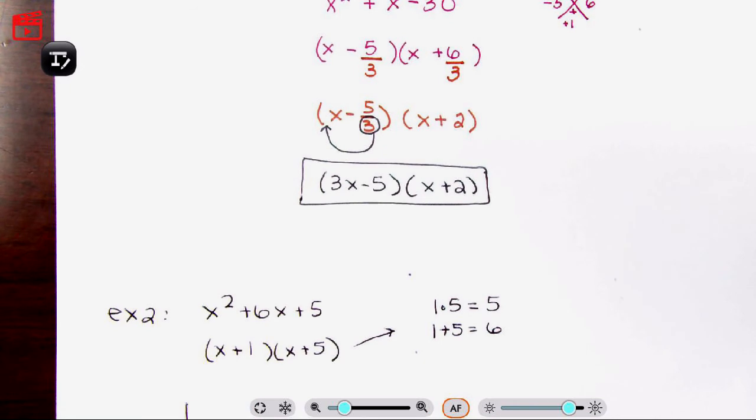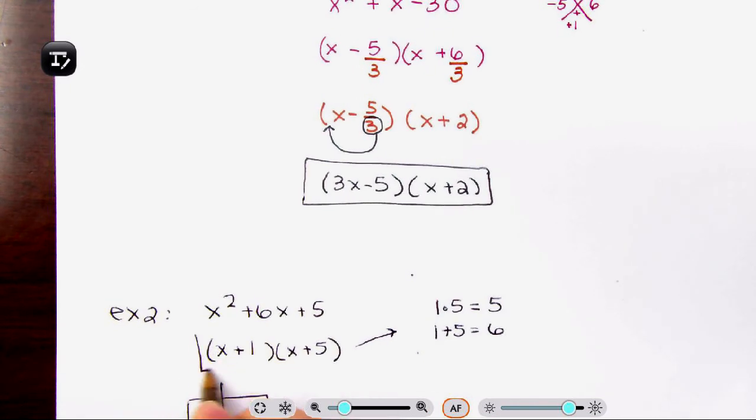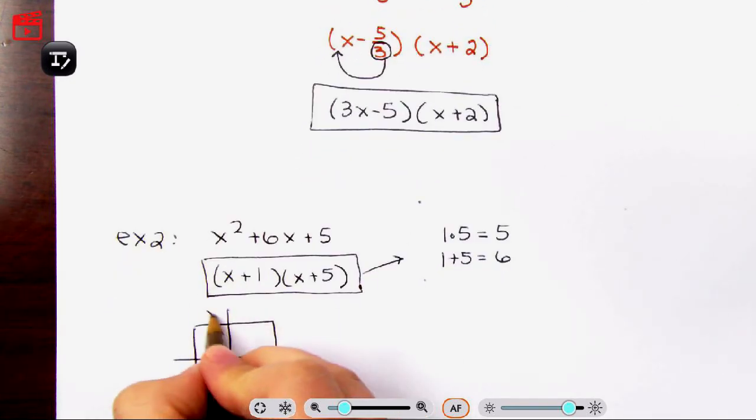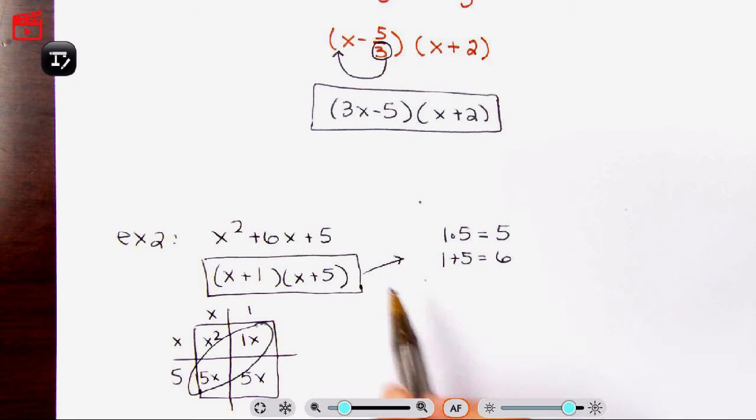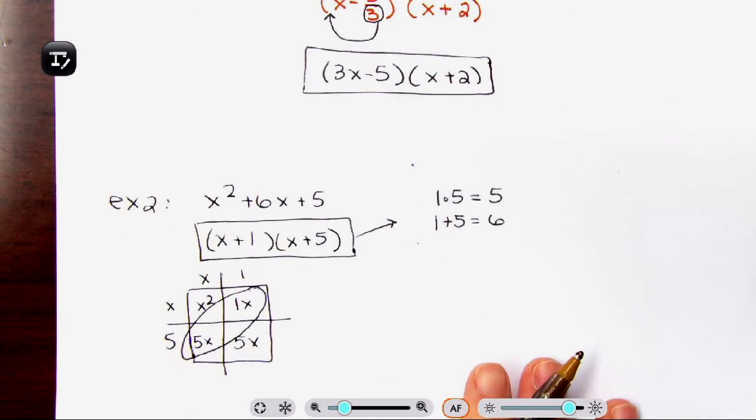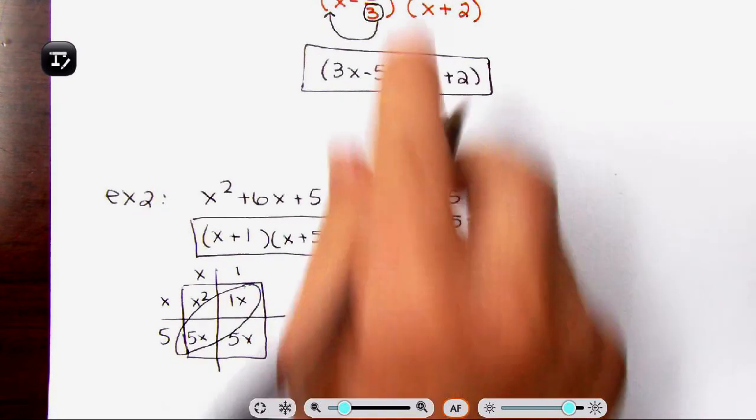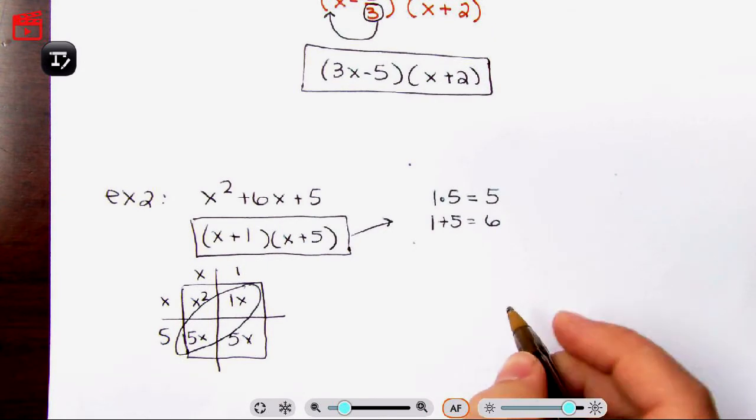So double check this if you don't believe me. Do the box or the FOIL method. Factoring is undoing the multiplication that you did. So if I was to check my answer, we have x squared, we have 1x, we have 5x, and we have 5x. 1 plus 5 is 6, and we get our original answer. Now, that's not what we wanted to do. I kind of jumped ahead. I wanted to show you that this works for any number.